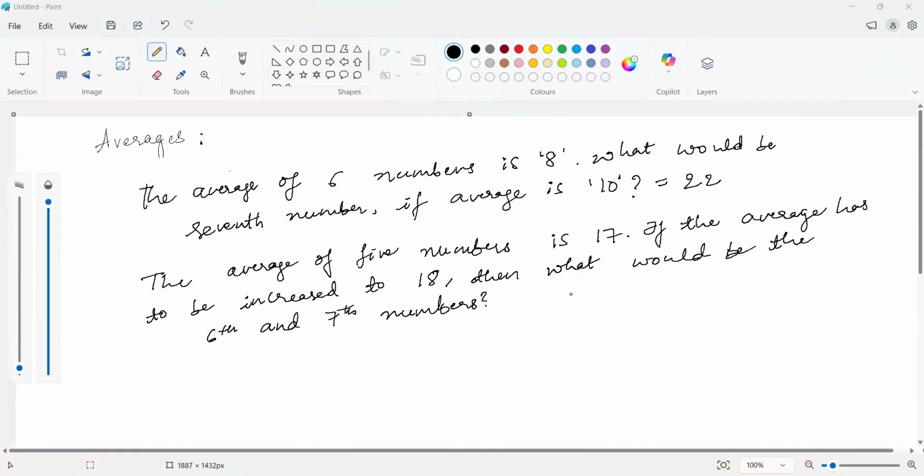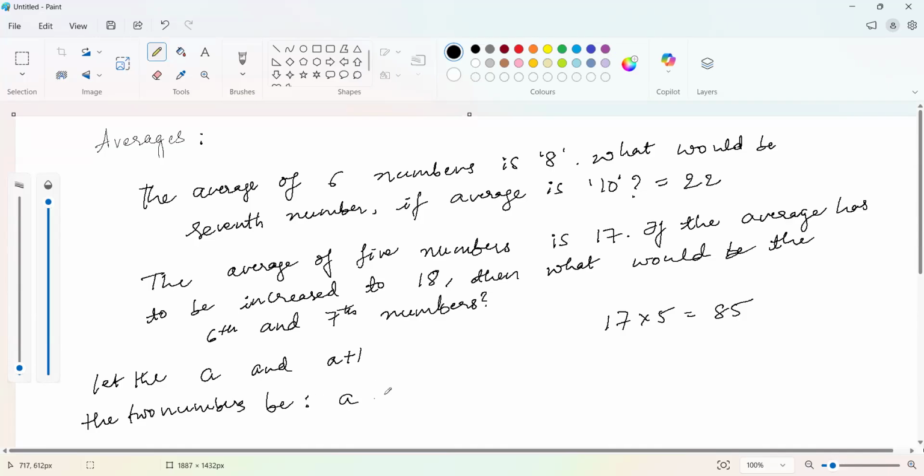You need two numbers here. What would be the 6th and 7th number? Assuming the average of 5 numbers is 17, you take the total value as 17 into 5, that is 85. Now the numbers are only 5. We want the 6th and 7th number as well, so the total number will increase to 7. Let us consider the two numbers as A and A plus 1.